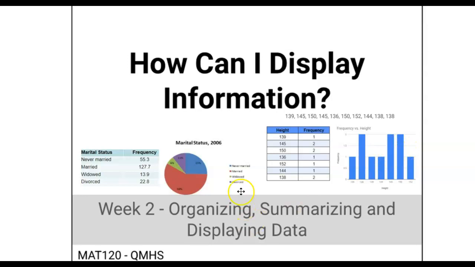This is a bar graph. This is a pie chart. There's just a bunch of different ways of displaying data. Once you collect all of these pieces of data, how can you show them to somebody else without making their heads spin around and confusing them?